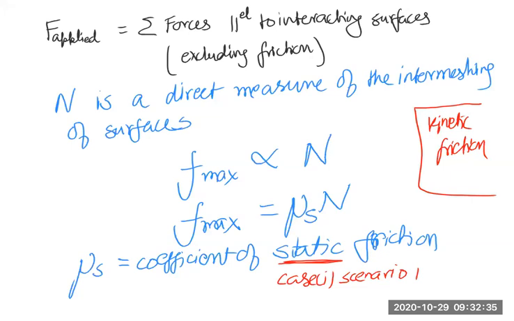If one object moves, then it is kinetic friction. When both the surfaces are stationary with respect to each other, that is static friction. If one surface is moving, then it is kinetic friction, and we'll come to that today only, in 10-15 minutes.